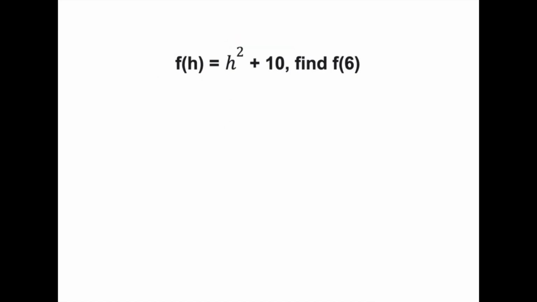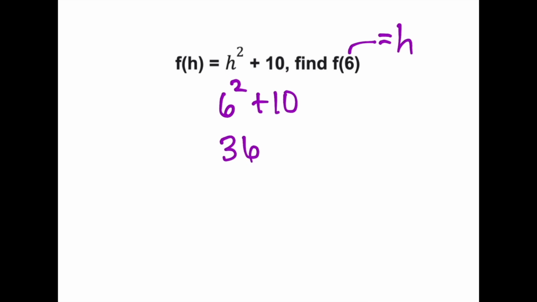So this is read, the function of h equals h squared plus 10. Find f of 6. So 6 is our h. 6 gets plugged in for h and is our input. We have 6 squared plus 10. 6 squared is 36, and 36 plus 10 is 46. So our output, when our input is 6, is 46.